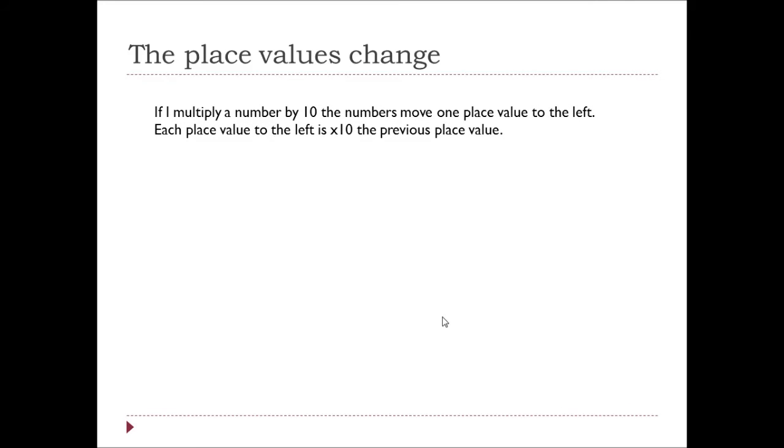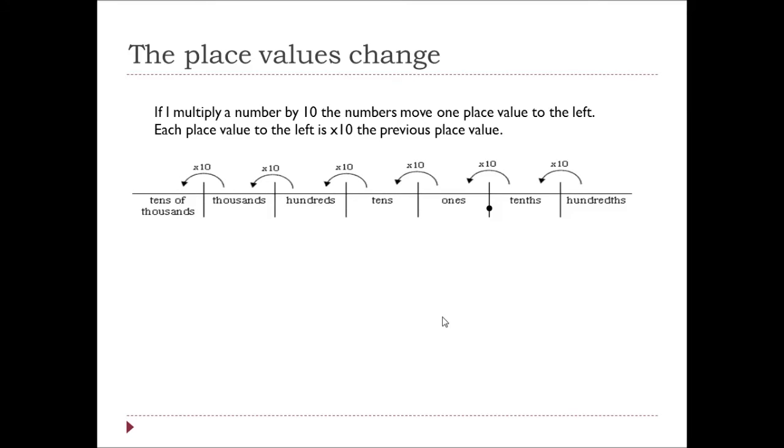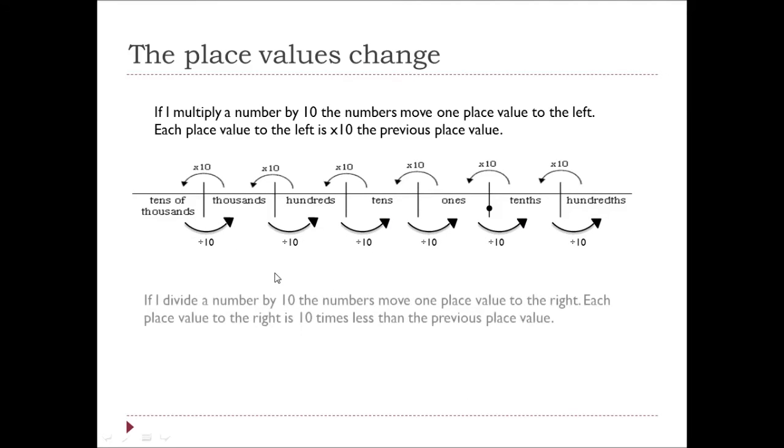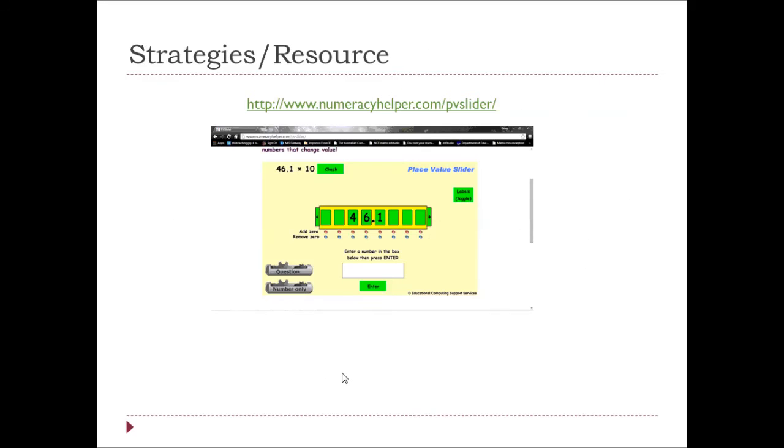So if I multiply a number by 10, the numbers move one place value to the left. Each place value to the left is 10 times the previous place value. So it looks like this. This is a sort of thing that we show the students in order to help them understand it. And of course, if we divide, we move the number one place value to the right, because each place value to the right is 10 times less the previous value.